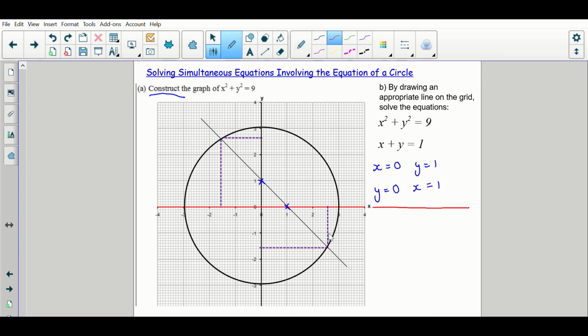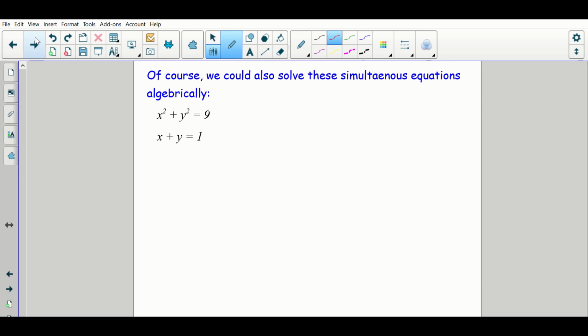So my solutions will be, looking at this coordinate here, x equals 2.6 and the corresponding y coordinate is -1.6, and for this point of intersection up here I've got x equals -1.6 and y equals 2.6. So those are the solutions to my simultaneous equations graphically. Of course, you could always solve these simultaneous equations algebraically, and you should be able to remember how to do that. So pause the video and have a go, and then you can come back and check your solution.